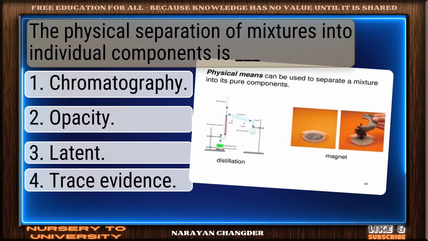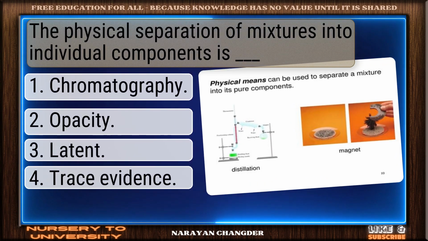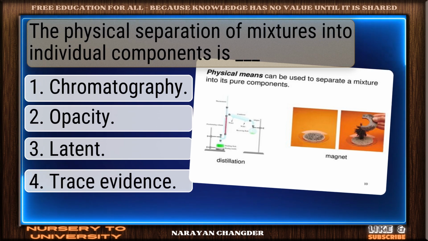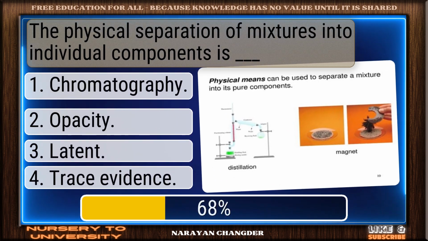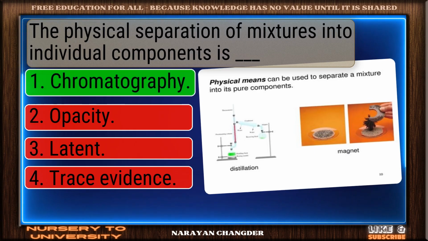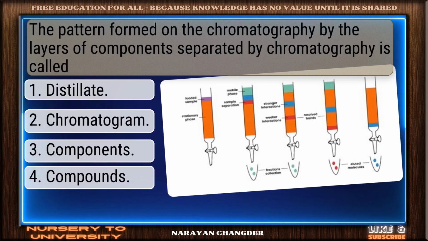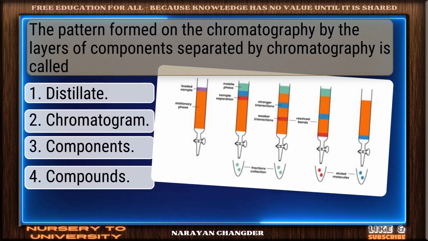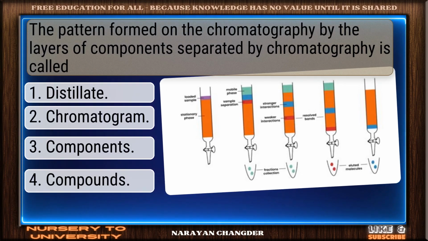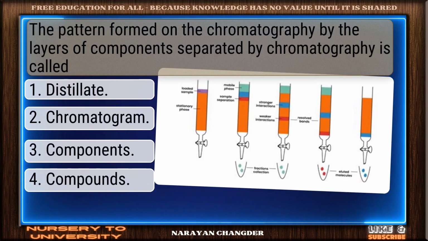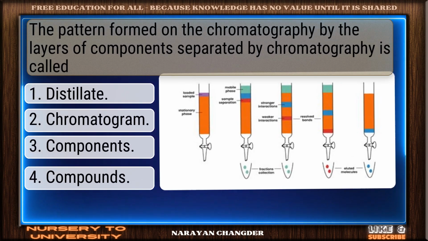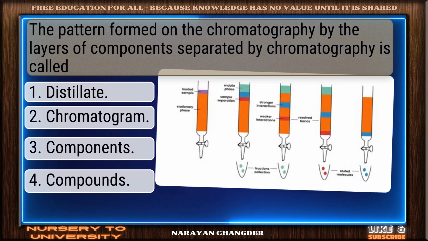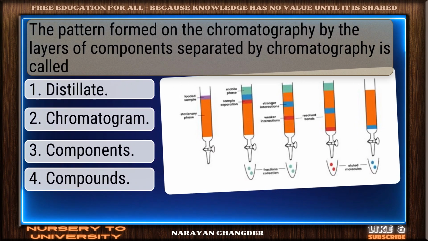Option 1, chromatography. Option 2, opacity. Option 3, latent. Option 4, trace evidence. Nailed it, chromatography. The pattern formed on the chromatography by the layers of components separated by chromatography is called Option 1, distillate. Option 2, chromatogram. Option 3, components. Option 4, compounds.